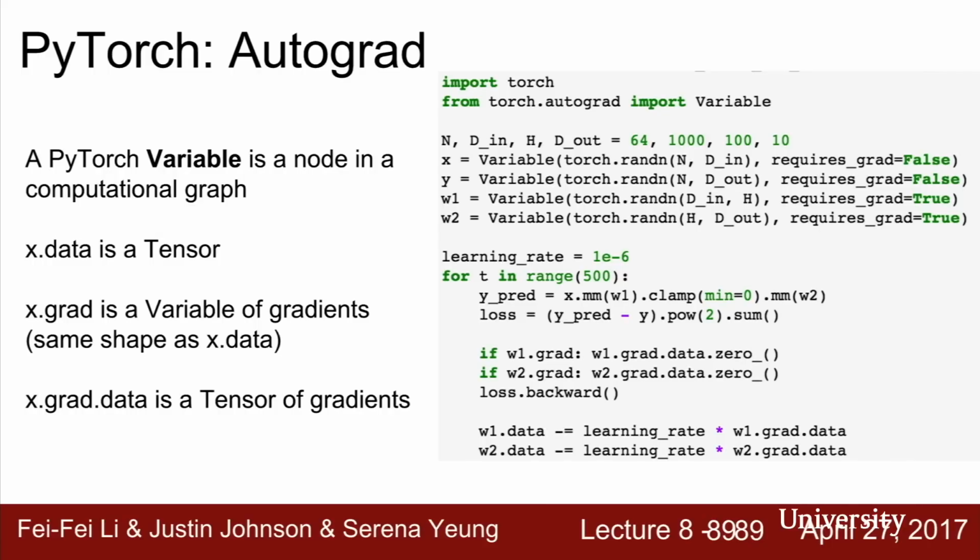The next layer of abstraction in PyTorch is the variable. Once we move from tensors to variables, now we're building computational graphs, and we're able to take gradients automatically and everything like that.